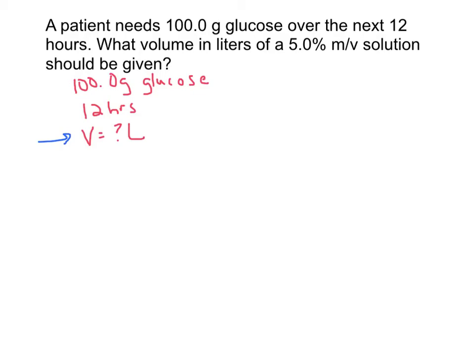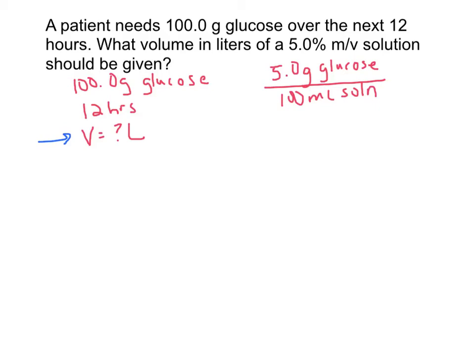And then it says it's a 5% mass volume solution. So what that tells me is I can rewrite that, I can expand that unit and write it as 5.0 grams of glucose in 100 milliliters of solution. Anytime I see those percentages, I can always write it as grams of a substance over 100 mils of solution, because a percentage is based out of 100.